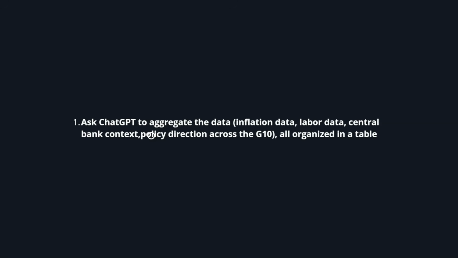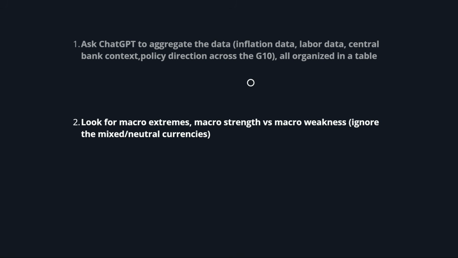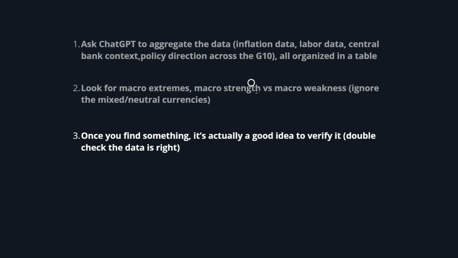Now, let me bring the entire workflow together into one clear checklist that you can reference every time you do this. So, number one, ask ChatGPT to aggregate the data. You want inflation, you want the labor market, you want central banks, you want policy directions across the G10, and you want it organized in a clear table. 2, look for extremes, not tiny difference, not neutral versus neutral. Look for extremes. 3, once you find something, it's actually a good idea to verify it, okay? Double check the data is right. Do what you want to verify that things are actually properly that way.